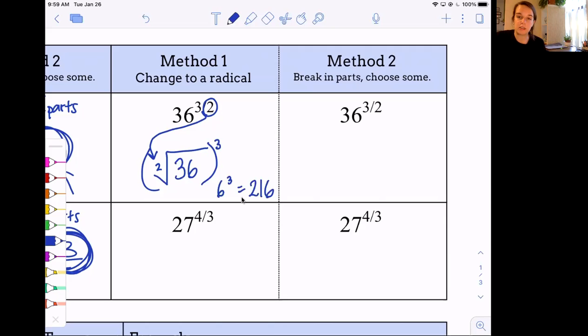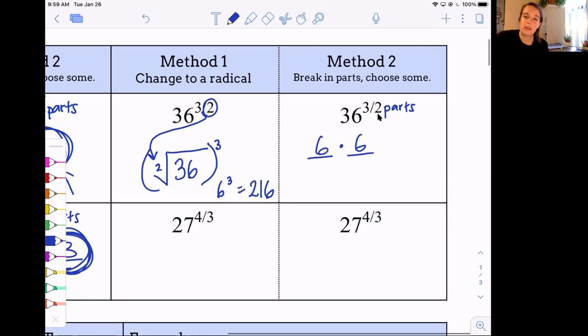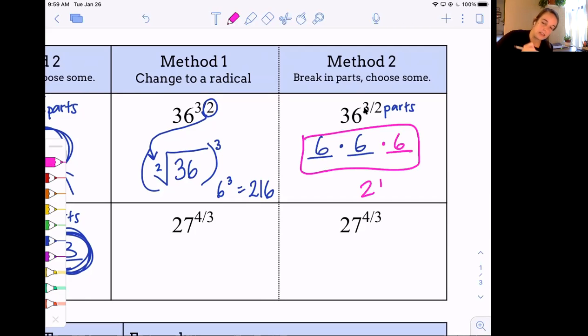Another way to think about this is to say, okay, I want to break 36 into 2 parts. So I have 6 times 6, and I want to choose 3 of them. So I want a third one to be here. And 6 times 6 times 6 is 216. So you can see, do you guys see here how you can get the same answer thinking about it in 2 separate ways, right? This is like the more mathematical way, and this is conceptually why it means 216.